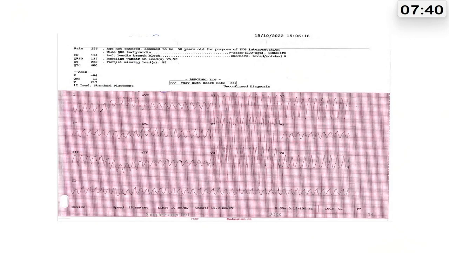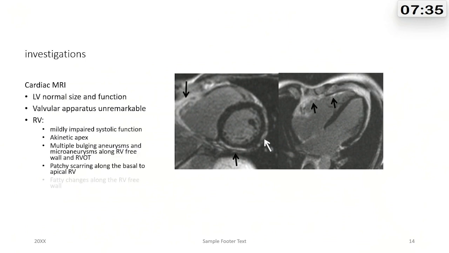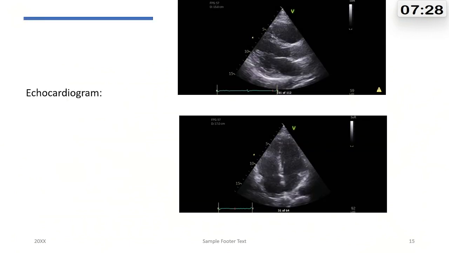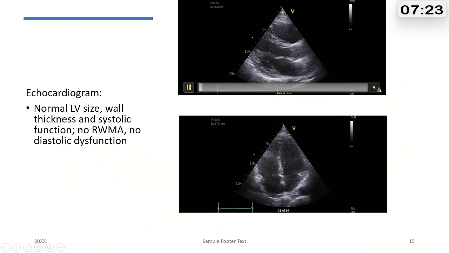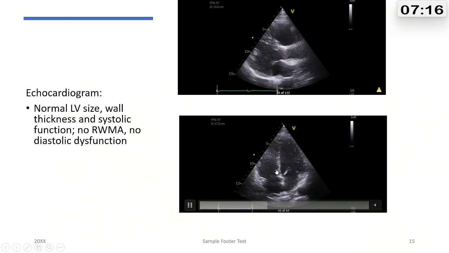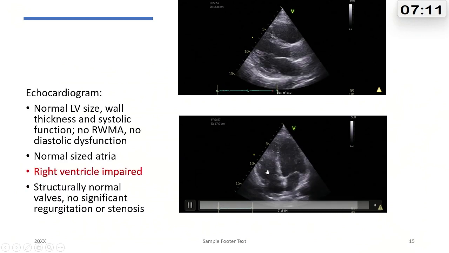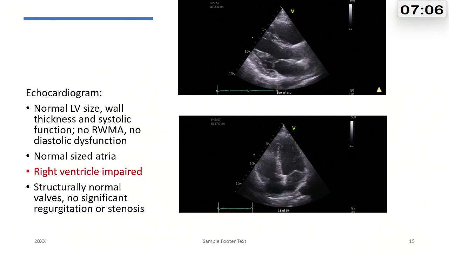He had VT. So we had a look again, and we did an MRI, and we found that he actually had impaired RV systolic function, fatty changes, and an appearance in keeping with ARVC. So we looked at the echo again. Not very clear in the parasternal view, but if I take you to the apical view, now we can appreciate that the RV, when you measure it here, is not really coming together, it's hardly contracting. So we came to the idea that the right ventricle is actually impaired, and this patient has RV dysplasia.